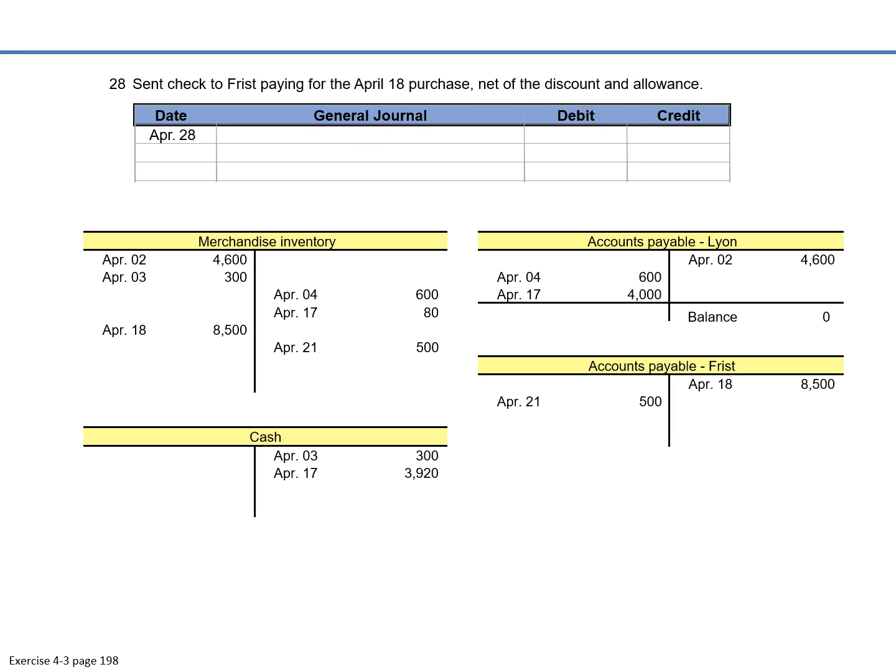Then on the next transaction, we sent a check to Frisk for paying for the April 18th purchase, net of the discount and the allowance. So I believe we had a 1% discount from a couple slides ago if we paid within 10 days. And so we're going to reduce our accounts payable to Frisk. We have a balance of $8,000, so we're going to reduce our balance to zero by putting a debit to our accounts payable account for $8,000.